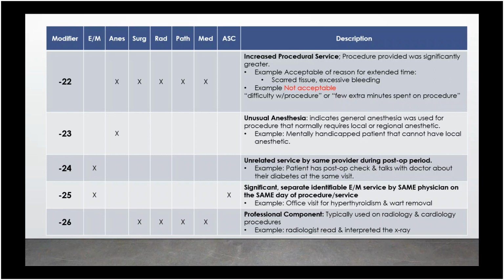Ambulatory surgery centers don't use all modifiers. They only use certain ones. So in this particular instance, if you work for an ambulatory surgery center in the future, that could be beneficial to have this. 23 is on anesthesia, so it's unusual anesthetic. Indicates general anesthesia was used for a procedure that normally is just local or general. So the example is the mentally handicapped patient that cannot have local anesthetic.